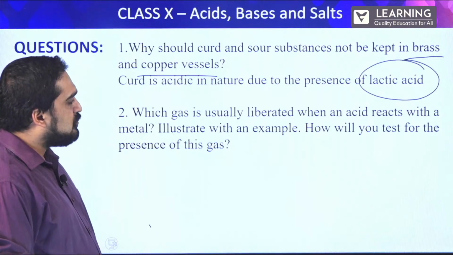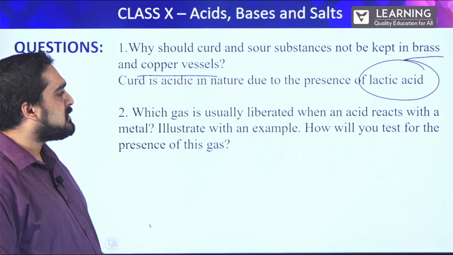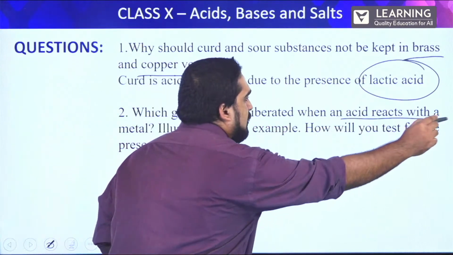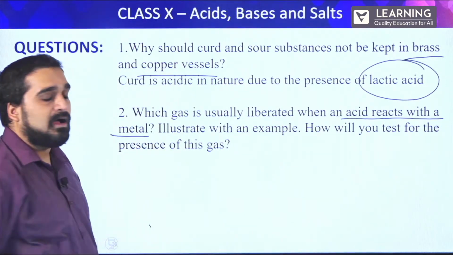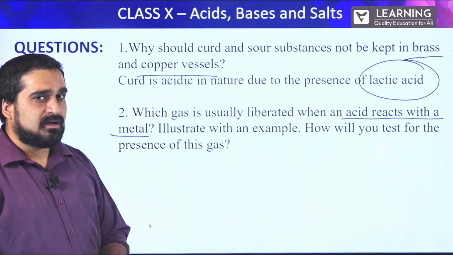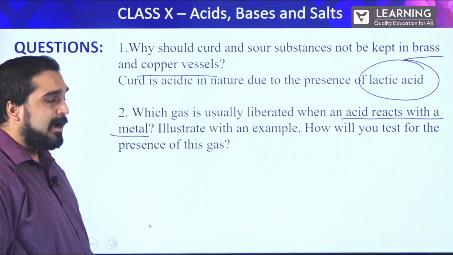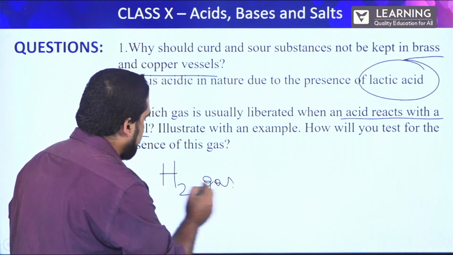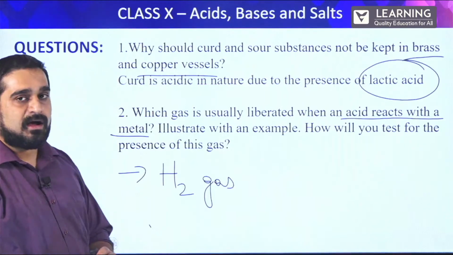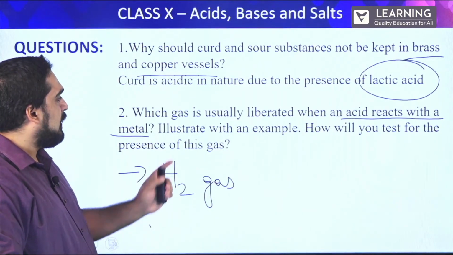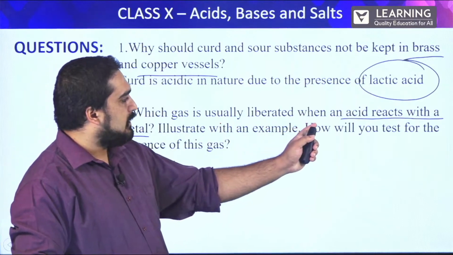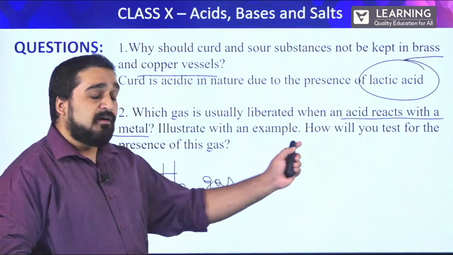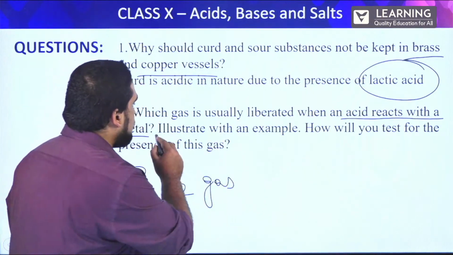Question number 2. Which gas is usually liberated when an acid reacts with a metal? Acid reacts with a metal. So what gas is liberated? Hydrogen gas, all right? The first part of the answer is hydrogen gas is liberated. Illustrate with an example how will you test for the presence of this gas. How will you test? First we will try to illustrate with an example.